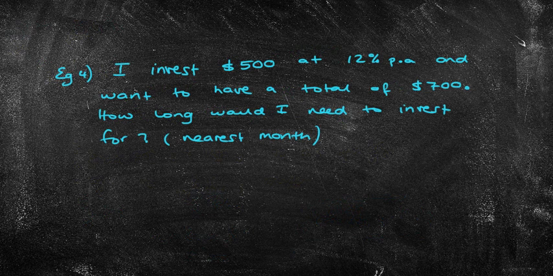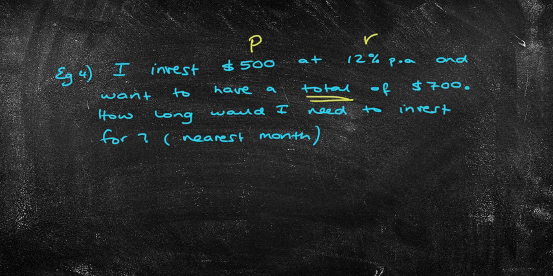Okay, last question here, guys. Again, this is going to be slightly more challenging, so pause it if you wish. I'm investing $500. Well, that's how much I'm investing. It's my principal at 12% per annum. Well, that's an interest rate. And want to have a total, well, that's a bit different, a total of $700. Okay, how long would I need to invest for to the nearest month?